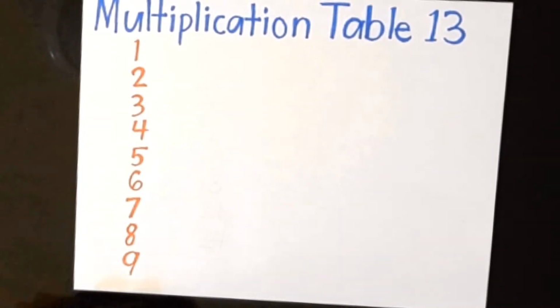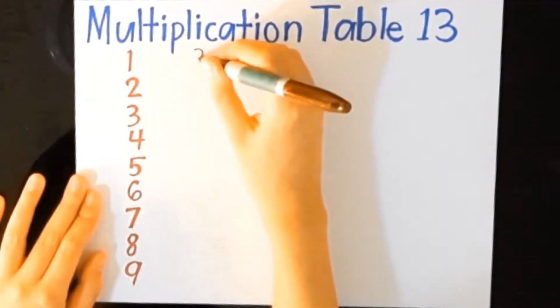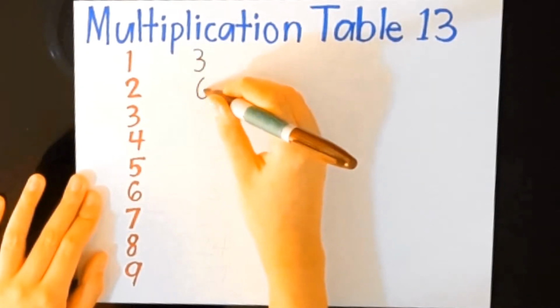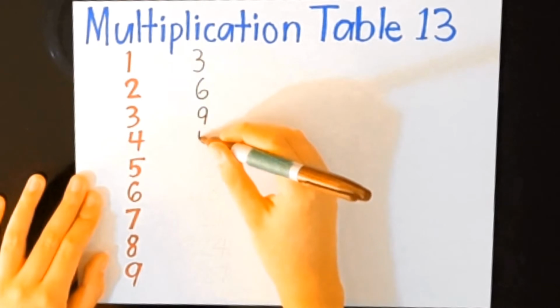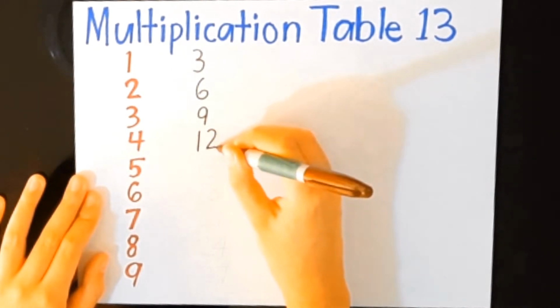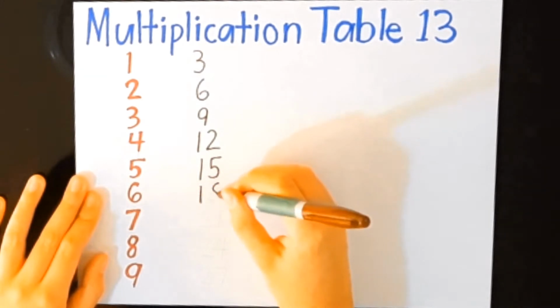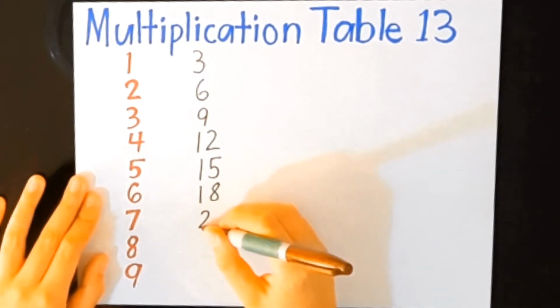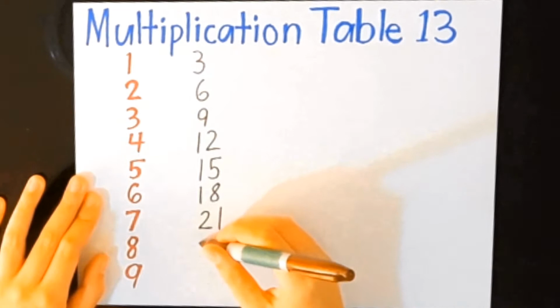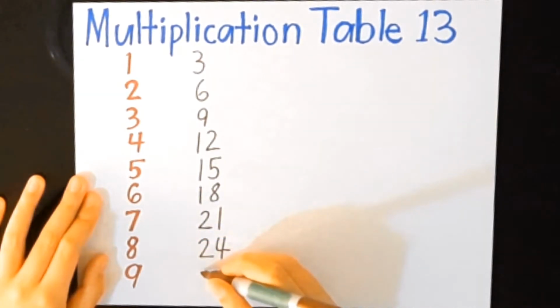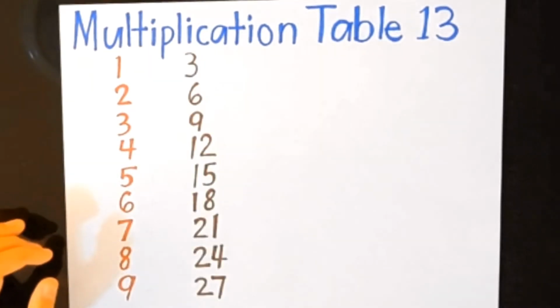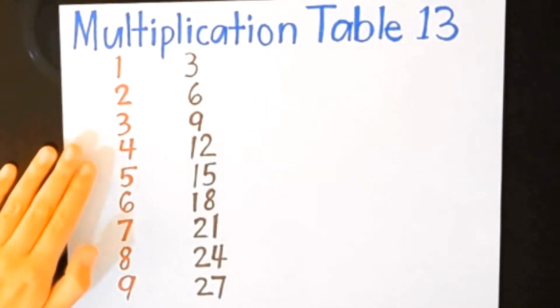Now, across from each number, we are going to write multiples of 3. 3, 6, 9, 12, 15, 18, 21, 24, and 27. Now add a plus sign from 4 to 9.